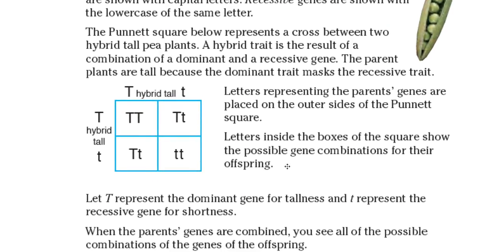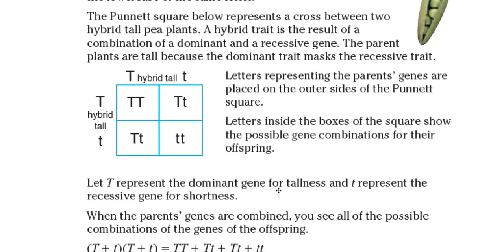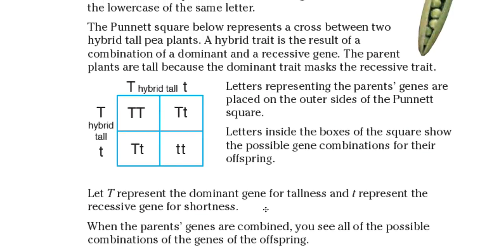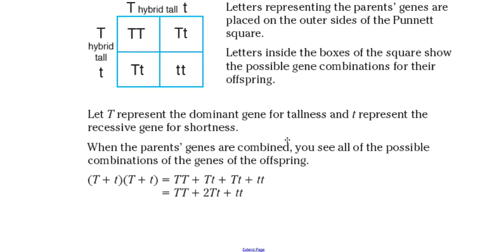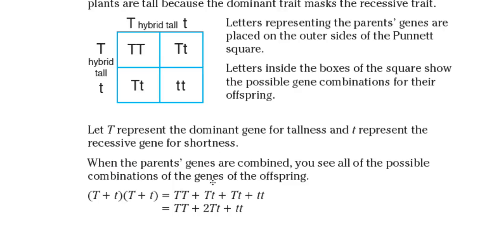If we let capital T represent the dominant gene for tallness and lowercase t represent the recessive gene for shortness, when the parents' genes are combined, you see all the possible combinations of genes in offspring. Now, if we make this into an algebraic expression, this becomes capital T plus lowercase t multiplied by capital T plus lowercase t.